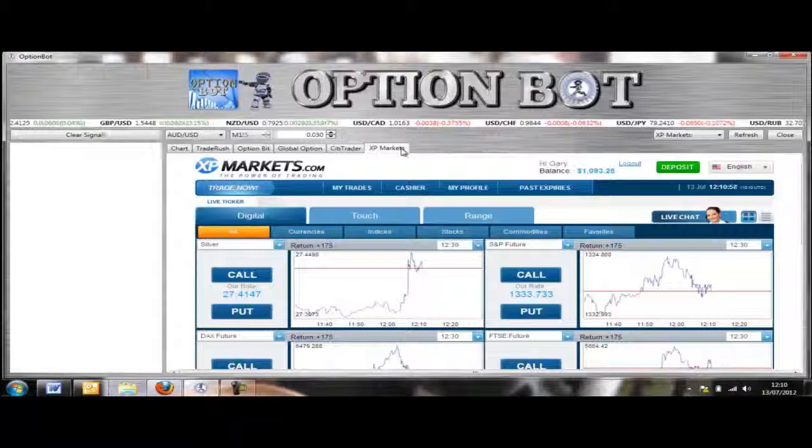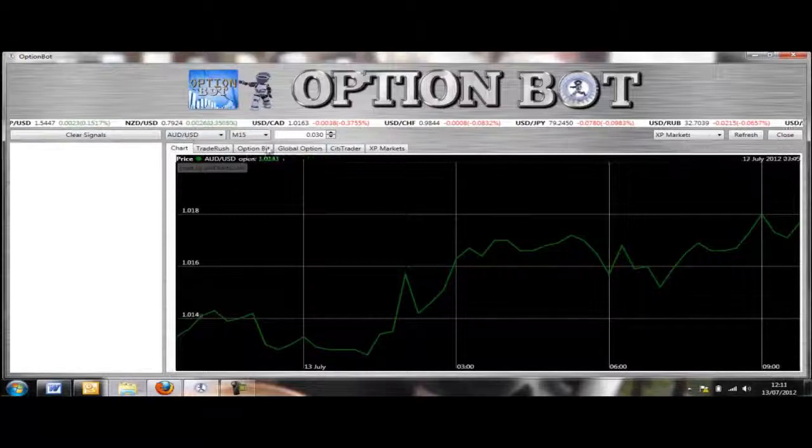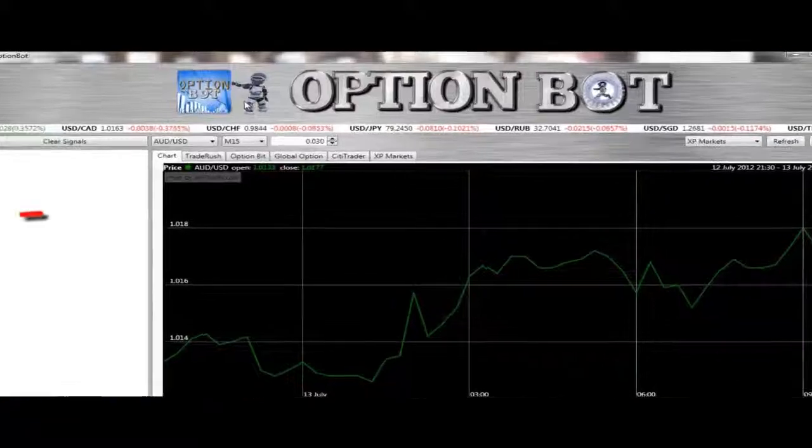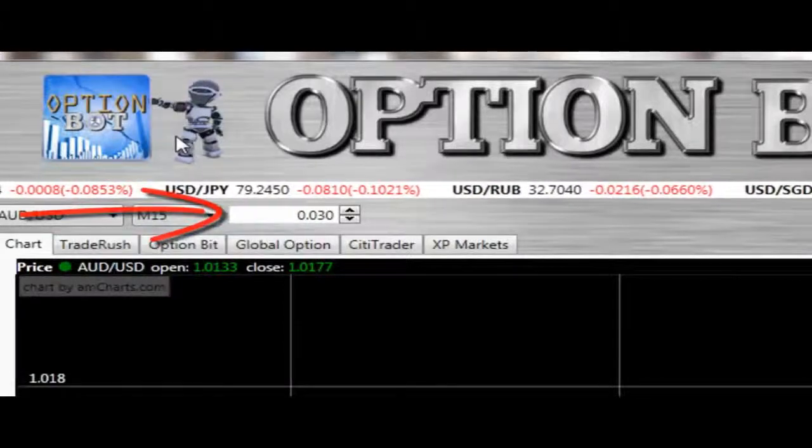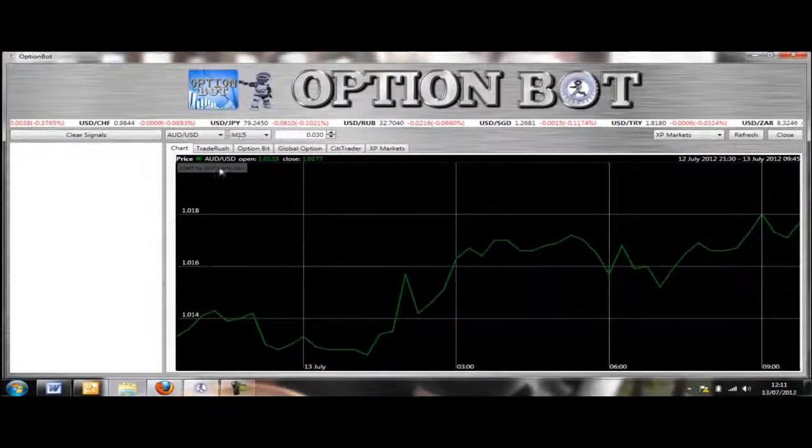So while I've been talking, the software has started analyzing data over the last 15 minutes, and it's looking for peaks and troughs, like you can see on the chart screen. Here you can set the parameter for the software to work to, and 0.030 is the equivalent to 3 pips. 3 pips is quite a large jump in currency terms. However, you can adjust this to suit your own needs.